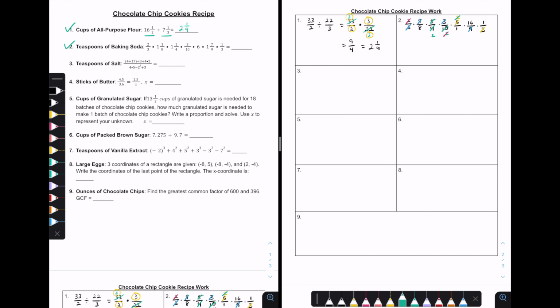And I think we can cross cancel this 2 on bottom to make this a 1, and this 16 becomes an 8. Are you waiting for me? Give me 1 second. 8 and 8 become 1 and 1. So everything cancels out, and this answer is 1. So we need 1 teaspoon of baking soda.